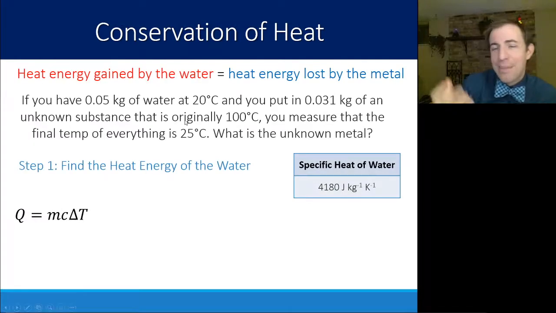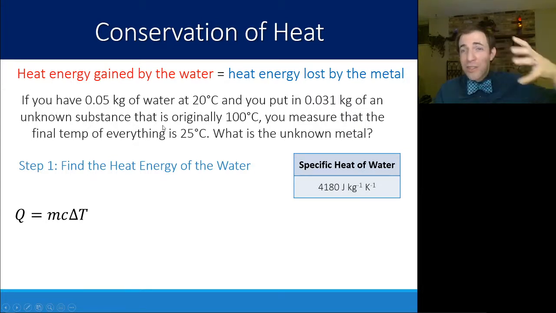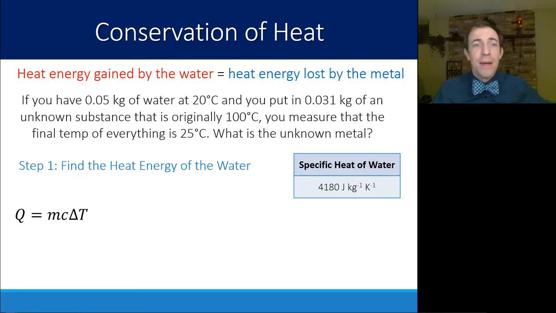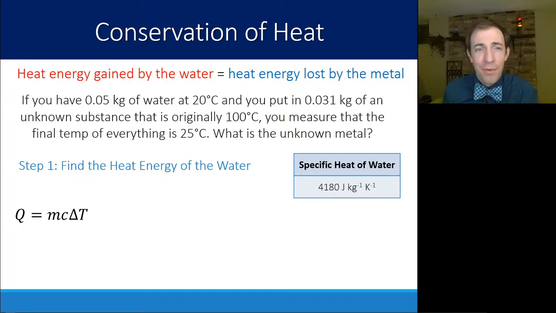So given that relationship, let's look at a scenario that helps us figure out the identity of an unknown metal. If you have 0.05 kilograms of water at 20 degrees Celsius and you put in a 31 gram or 0.031 kilograms of an unknown substance that is originally at 100 degrees Celsius, you measure that the final temperature of everything is 25 degrees Celsius. What is the unknown metal? So in this case, to find the unknown metal, we're going to calculate its specific heat and compare it to the table that we were given before.